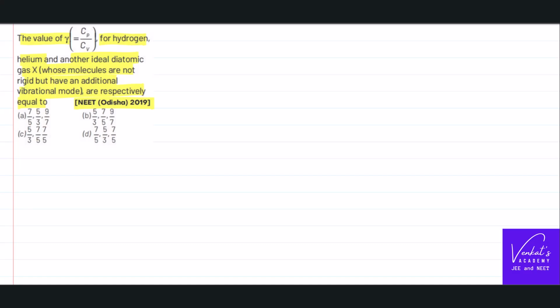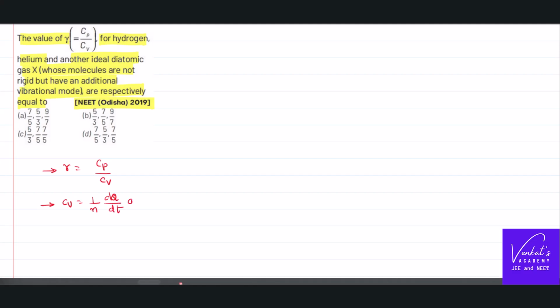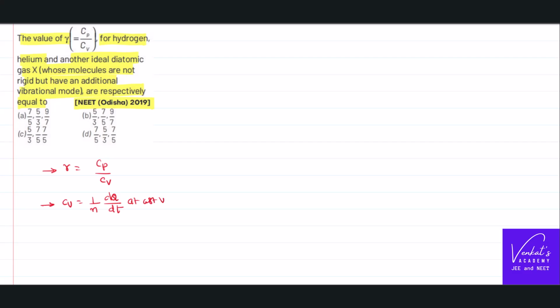So to find the value of gamma, if you go back to the basics, we know gamma equals Cp by Cv. So I need to know Cp and Cv so that I can find the value of gamma. For that, we can go to the definition of Cv first. That's the amount of heat energy required to raise the temperature of unit mole of the gas by 1 degree centigrade at constant volume.